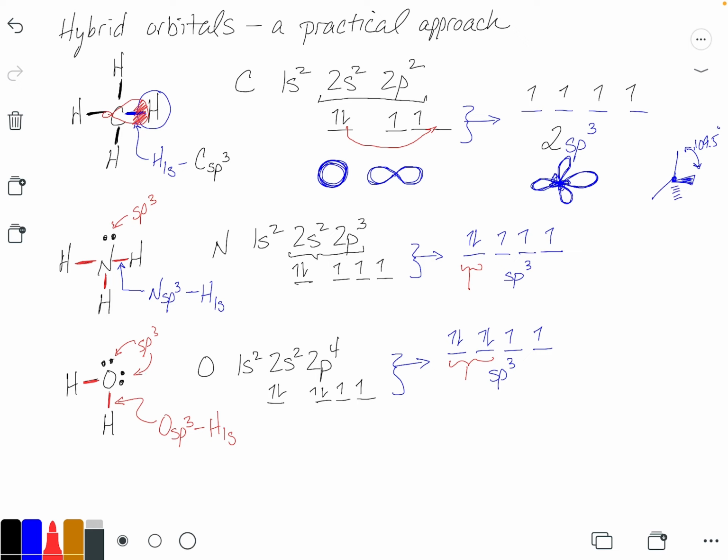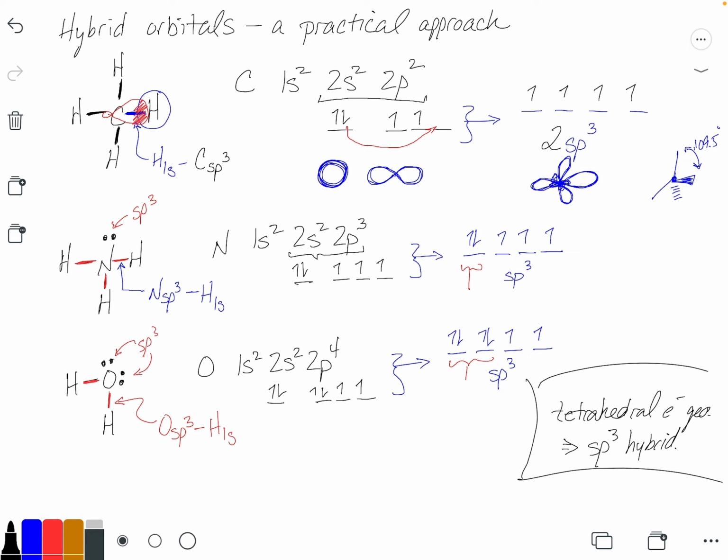All 3 of these are what we would have called in Gen Chem a tetrahedral electron geometry. And that, for all practical purposes, is equivalent to saying it's an sp3 hybridized orbital, or hybridized atom, okay? So you can put those 2 ideas together in your head. What you learned in Gen Chem for tetrahedral, now you can call it sp3 hybridized.